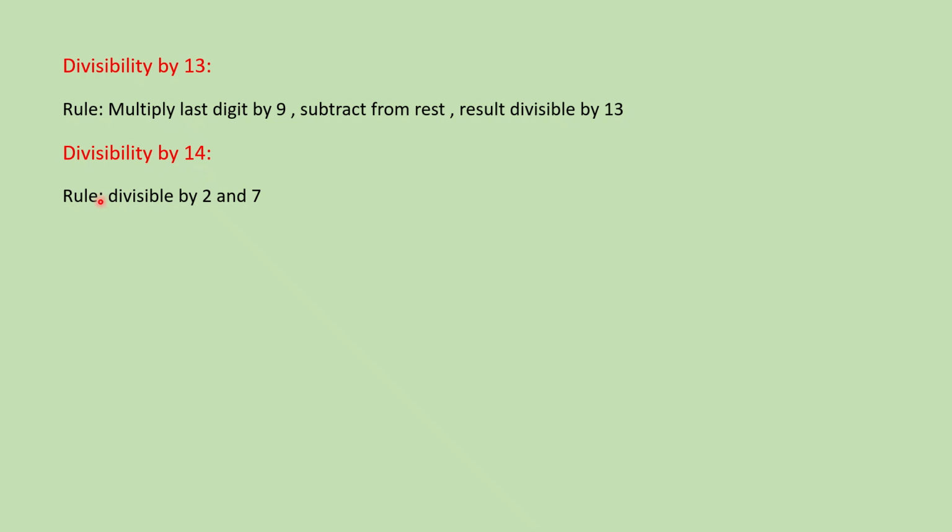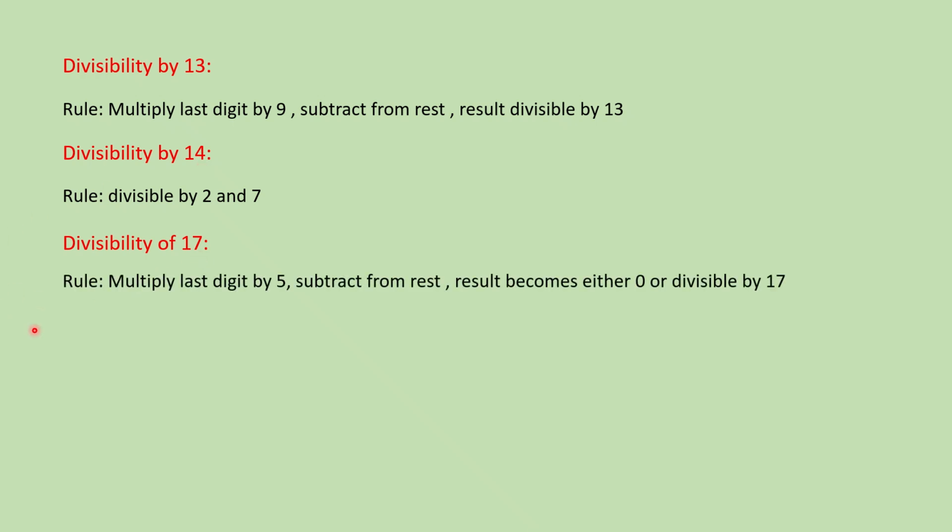Divisibility by 14. If the number is divisible by 2 and also 7, then the number is divisible by 14. So what is the divisibility rule of 17? This also has a rule. Multiply the last digit by 5 and subtract it from the rest. The result becomes either 0 or divisible by 17.